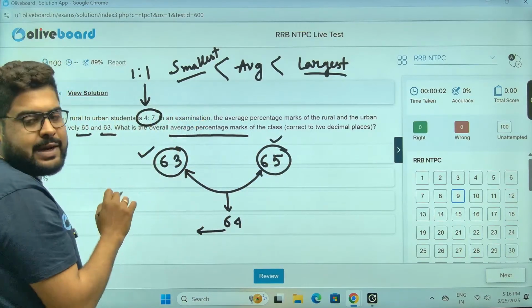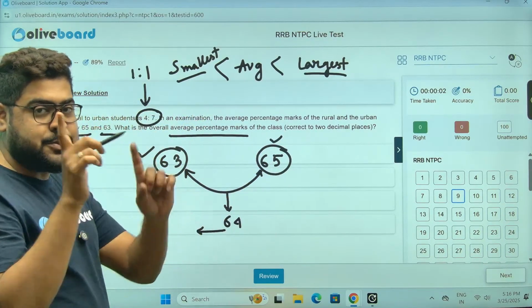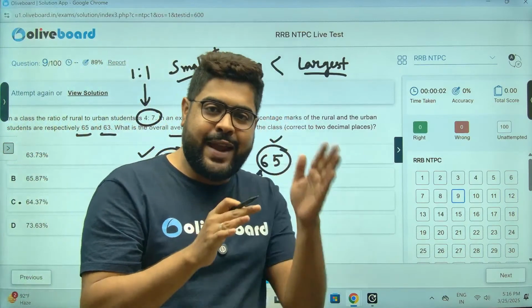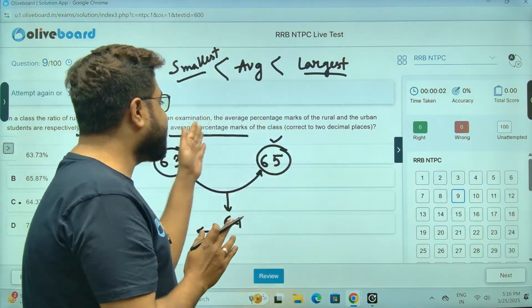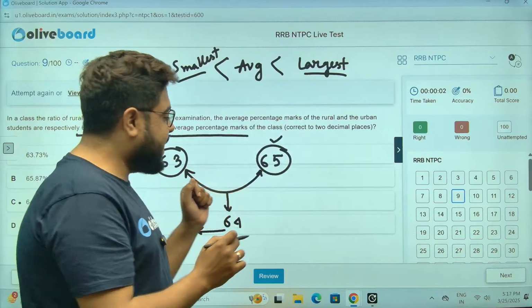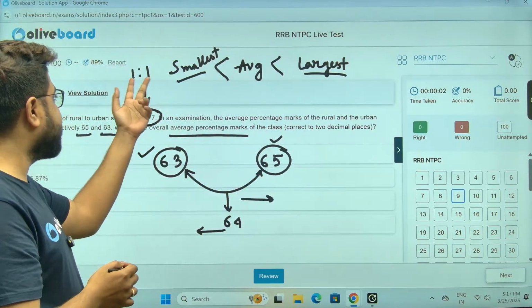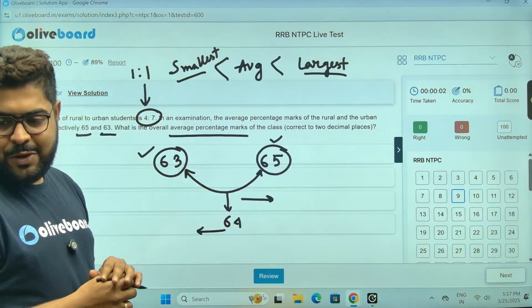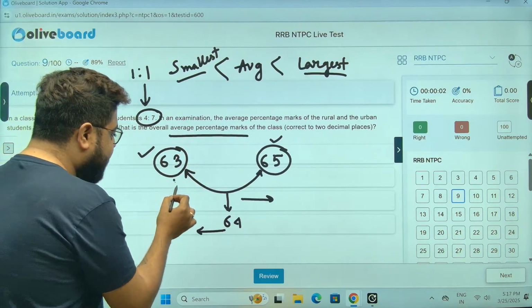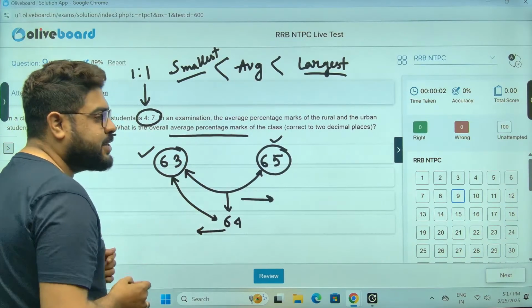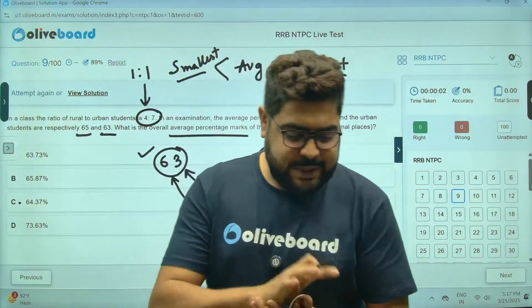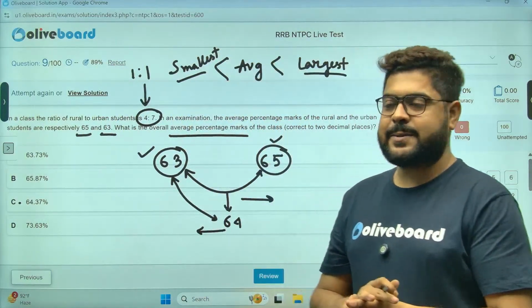This is what is called a weighted average. If the weight was more towards 65, then my average would have been shifted towards 65. And if they are equal, then the middle value is the answer. So my answer will be somewhere between 63 and 64. Check the options.